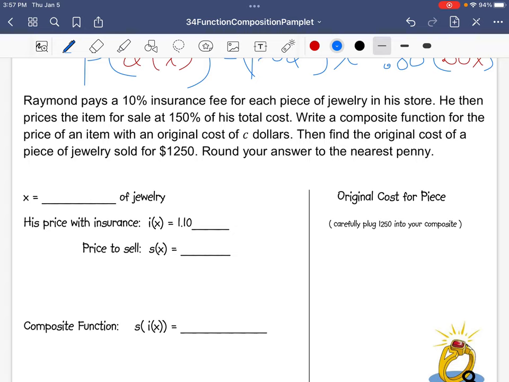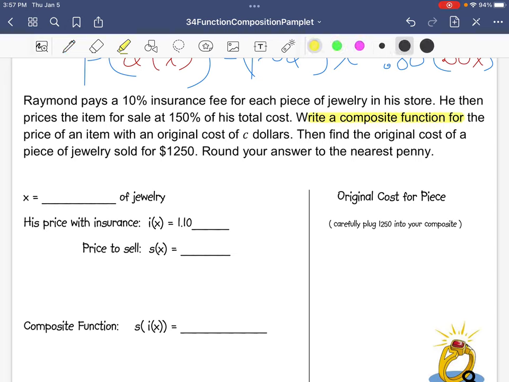What do we got here? We got a jewelry store. I guess Raymond owns the store, so he's got to pay 10% on each piece of jewelry that's in his store for like insurance. So that kind of raises the cost. And then he wants to make some money, so he prices the item at 150% of his cost. Again, this is going to end up being how much does he have to sell these items for.